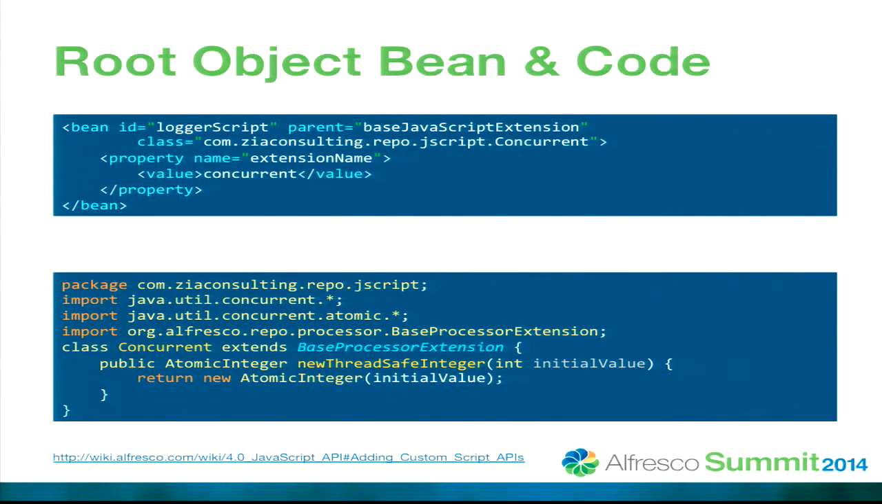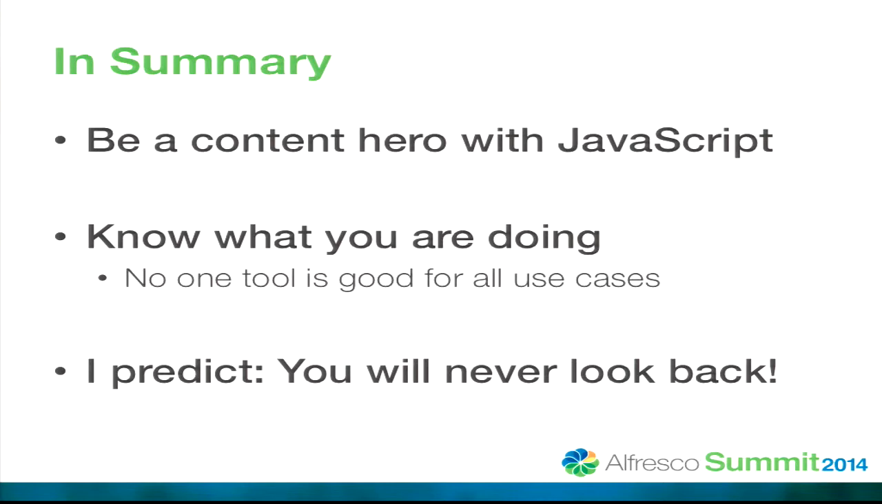So in order to create a root object, all you have to do is create a bean where the parent is base JavaScript extension, and it has a property called extension name, and that extension name is the name of the object as it shows up as a root object in JavaScript. And then your Java code has to extend base processor extension. And then there's basically this magic interrupt, so you can get deep into this. If you want to have JavaScript functions passed into your Java code, you have to be a little bit aware, but it's pretty powerful.